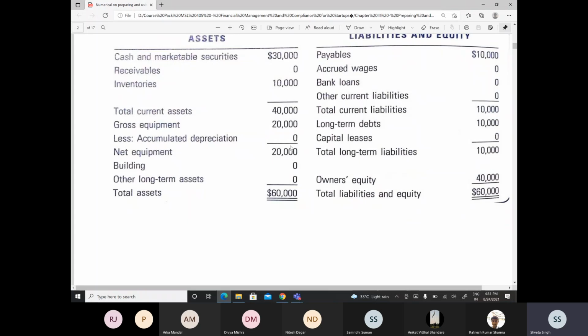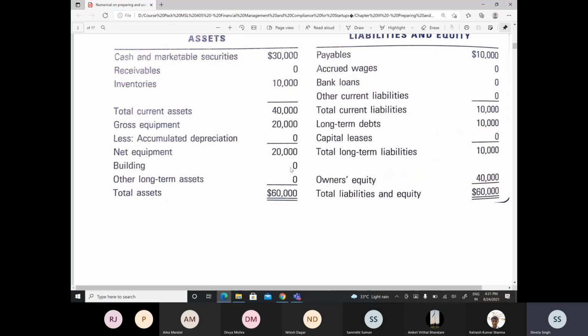Why is depreciation 0? Because according to the Income Tax Act, you cannot charge depreciation on a machine that has not been put into production. Only when the machine is actually put into production and the machine undergoes any wear and tear can you charge depreciation. So there is no depreciation charge right now. So the net equipment value remains 20,000.